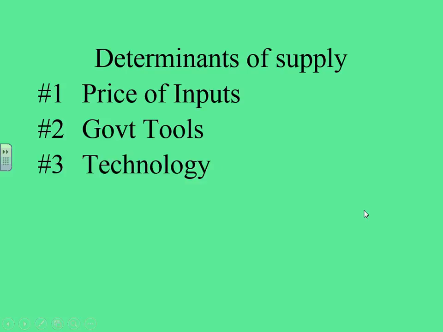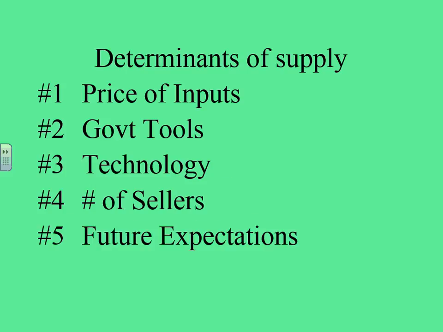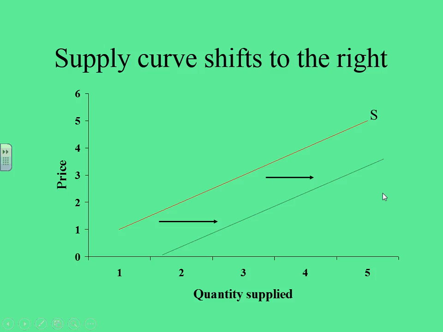The third one is technology, and that's part of the module just to discuss technology and its changes to supply. And number of sellers, that's the actual number of companies in the market. And then finally, a very tricky one, and that's future expectation, which deals with forecasting and people's view of the market.